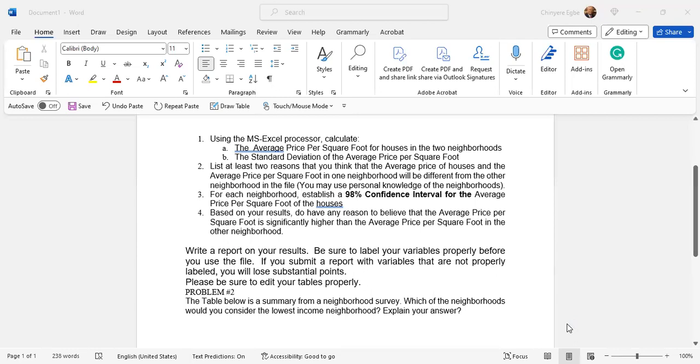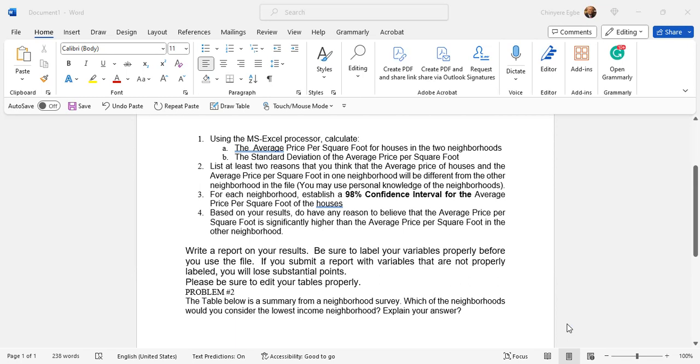Okay, so you see the problem, okay? And it says you use the MS Excel processor to calculate the average price per square foot for houses in the two neighborhoods, okay? And then to also calculate the standard deviation of the average price per square foot, again, in two neighborhoods. Give at least two reasons that you think that the average price per square foot in one neighborhood will be different from the other neighborhood, okay? And then for each neighborhood, establish a 98% confidence interval for the average price per square foot.